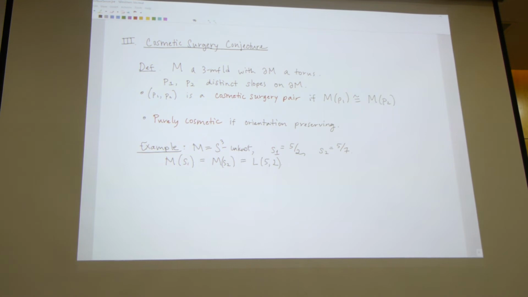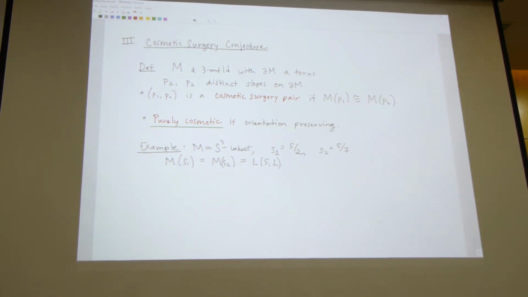Okay, so let me tell you what the cosmetic surgery conjecture is about. If you have a 3-manifold with torus boundary and 2 distinct slopes on that boundary, then we say that P1, P2 is a cosmetic surgery pair if the Dehn-filled manifolds are homeomorphic. And for purposes of my talk, we're only going to be looking at purely cosmetic pairs. And this is what you get if this homeomorphism is orientation preserving.